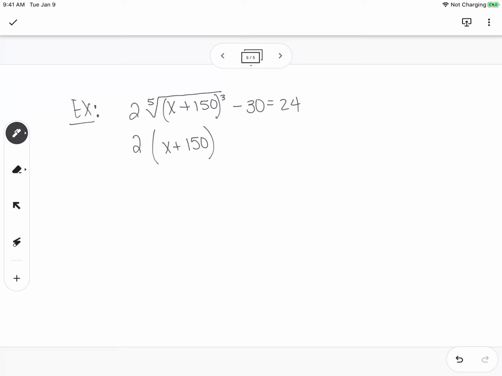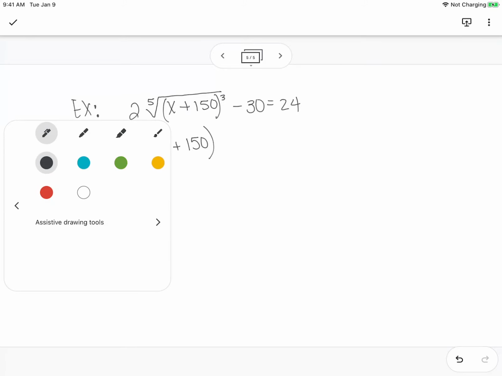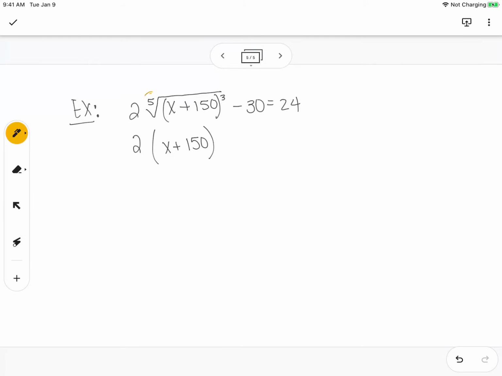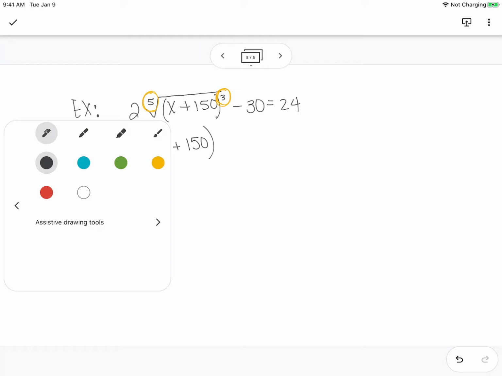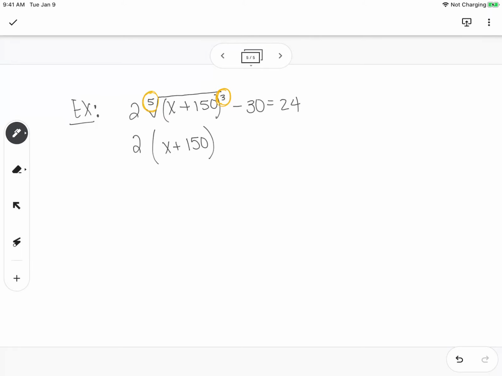Now what would my exponent be? Have to take a look at your index and your exponent. How would you write that rational exponent? That's right, the index goes on the bottom and the exponent goes on the top. So that is 3 over 5. So make sure you know how to write a rational exponent given a radical.